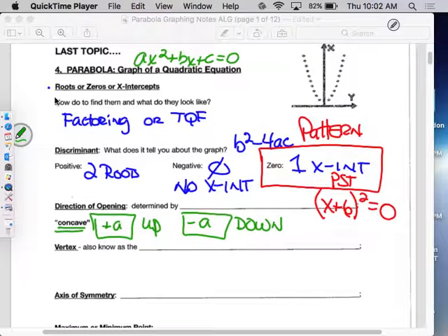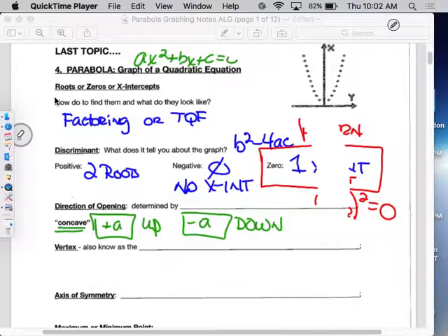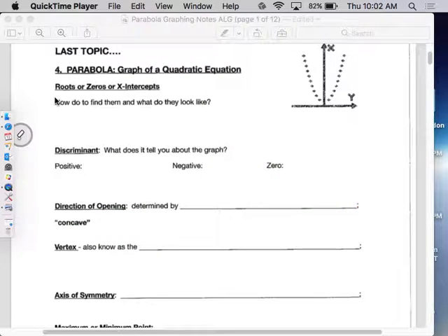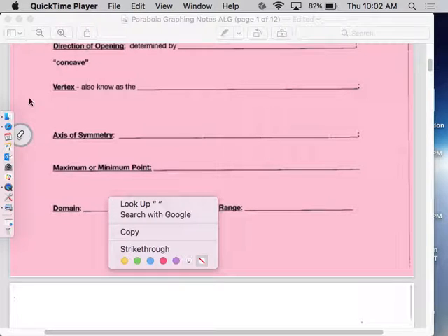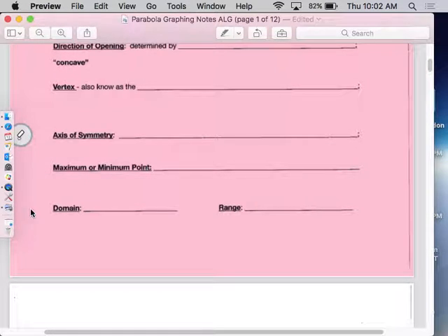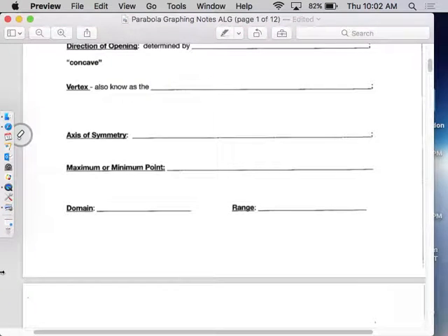There's your basic standard form. So the ABC in all the formulas is derived from that basic standard form of the equation. Let's look at the vertex. The vertex is also considered the turning point. So the vertex is the turning point.